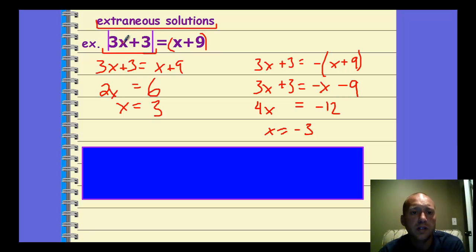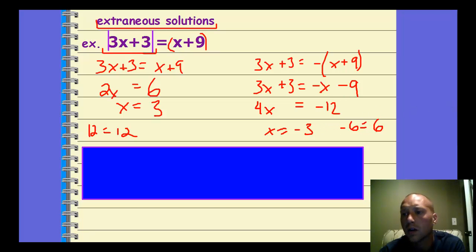So 3 times 3 is 9. 9 plus 3 is 12. So this one, if we're plugging it in, we have 12 equals 3 plus 9, 12. That checks. The other side, if we plug negative 3 in, we have negative 9 plus 3, which is negative 6. And then negative 3 plus 9 is 6.